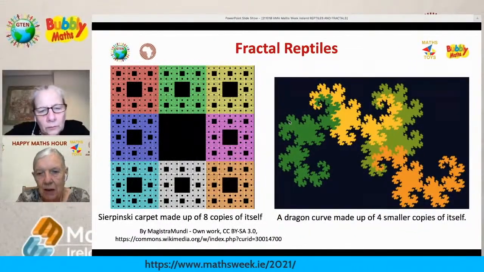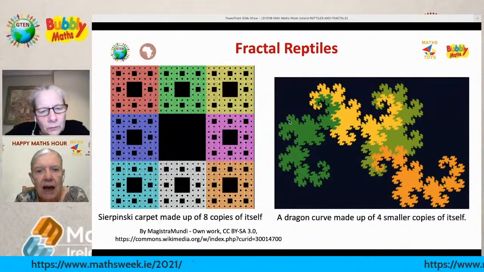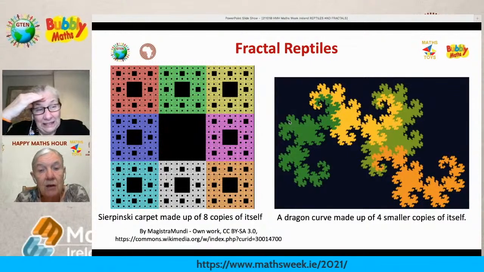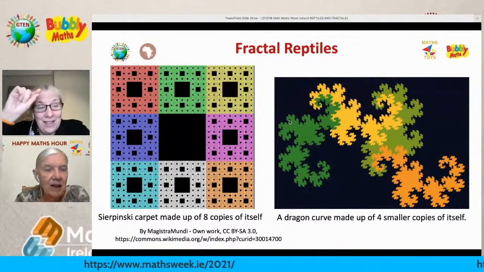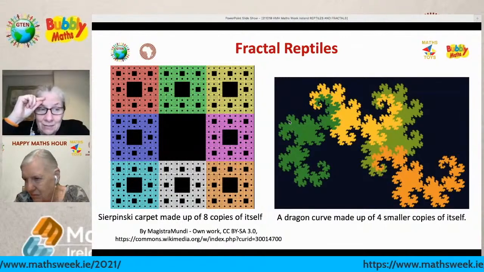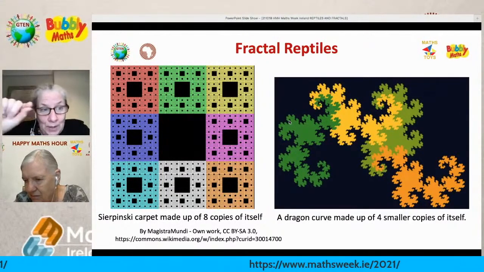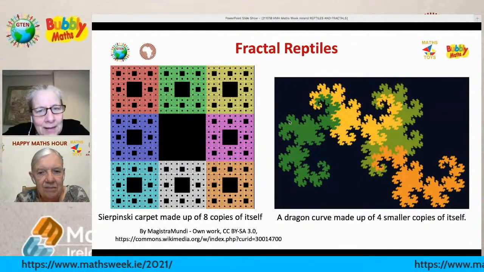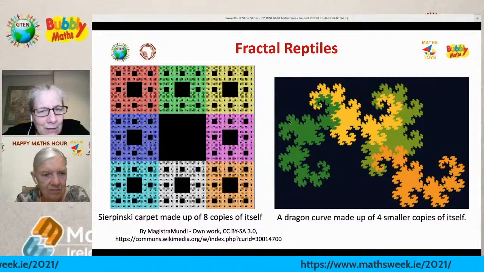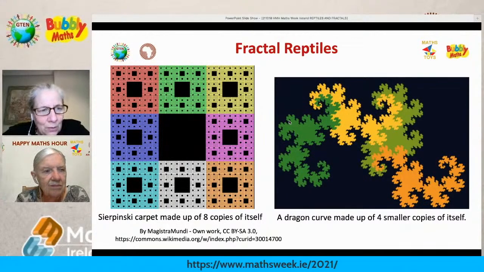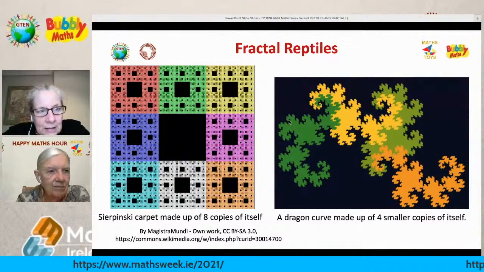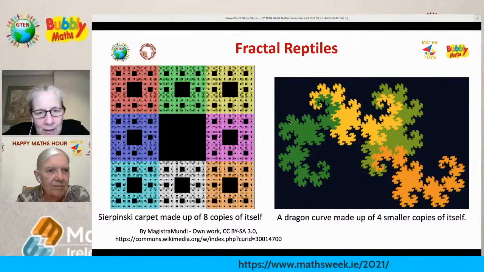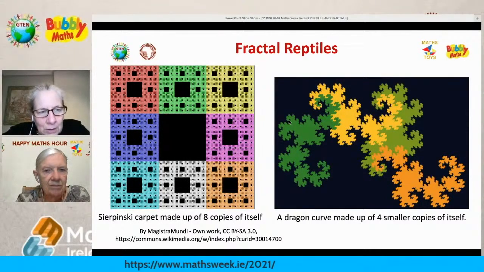There's our dragon curve, made up of four smaller copies of itself. And you can imagine doing that at smaller and smaller scales, but you could also imagine doing it at bigger and bigger scales. Now, that is stretching me to actually imagine doing that, because that is a very complicated shape. And you've got to get each shape exactly the same. And that shape has to be a reptile, so it has to tessellate the plane when they're all put together. So that requires a lot of precision, doesn't it, to create that? I suppose a computer is a really good way of doing it.